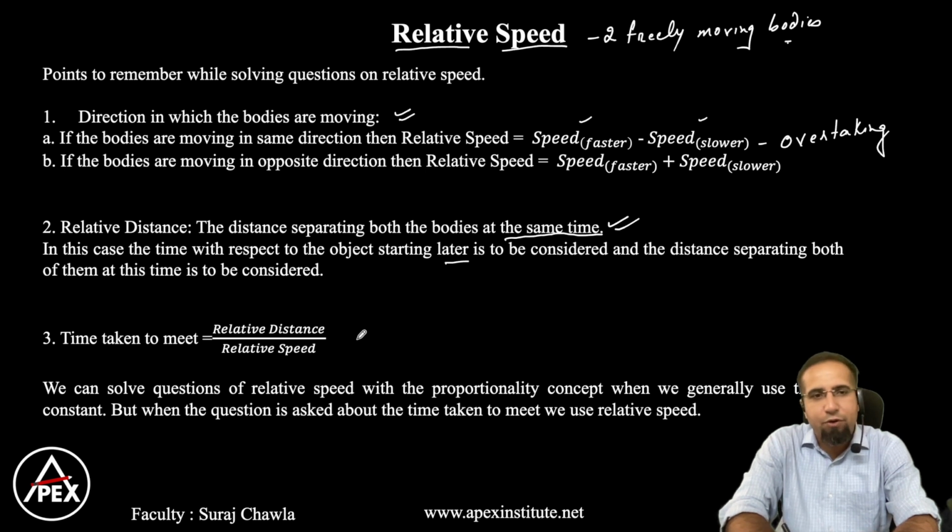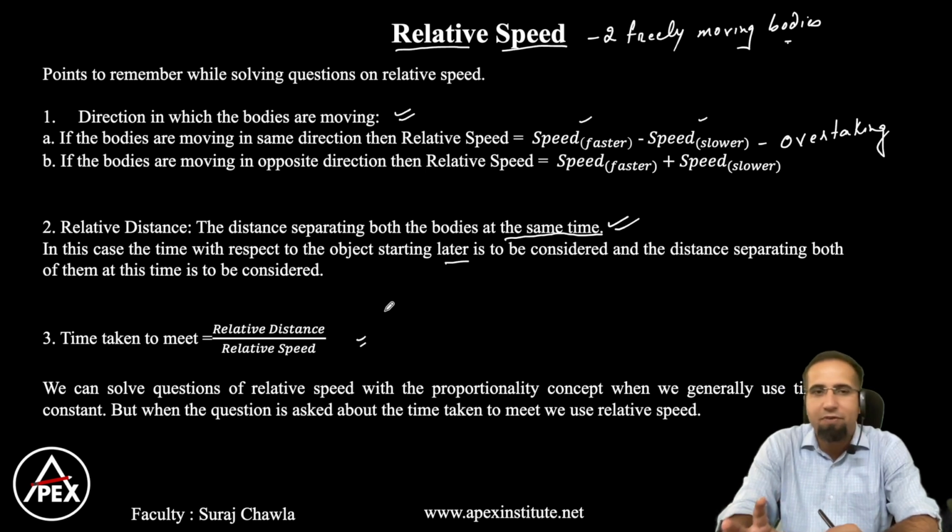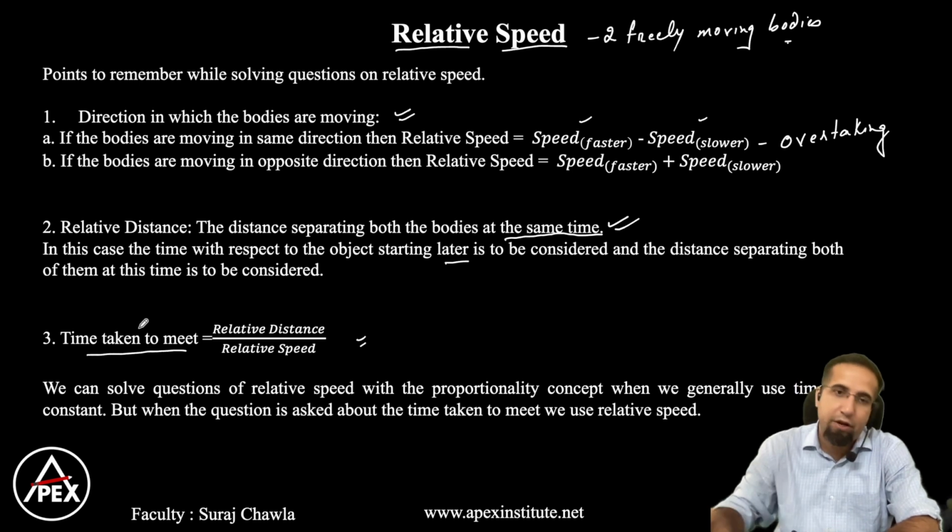And the third point that we need to keep in mind is time taken to meet. Now, time taken to meet is relative distance upon relative speed. Right. Now, we need to understand that relative speed can also be used by applying the proportionality concept of time is equal to constant. But when the question is asking us the time taken to meet, then we preferably use relative speed in the scenario. Right. So, let's look at the questions now.